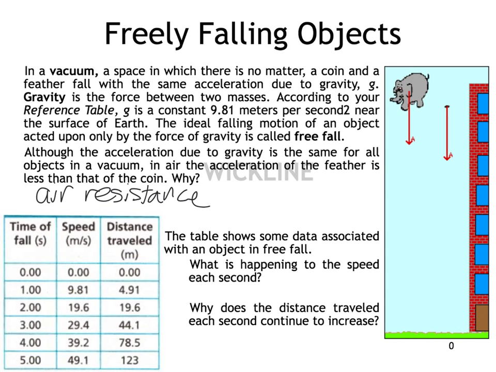Now I put in a data table that just highlights some of the really important facets of speed and distance traveled when an object is in free fall. So in the first question, I'd just like you to pause the video and think about what's happening to the speed each second. Just notice that the seconds are going up by 1 for every row, and what's happening to the speed every time you move through 1 second. So pause the video and think about what happens every time you move through 1 second, and just notice something.